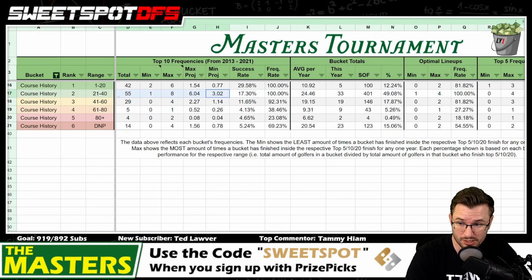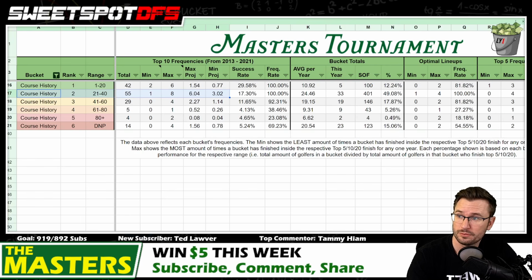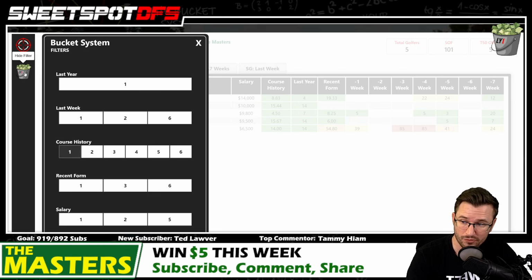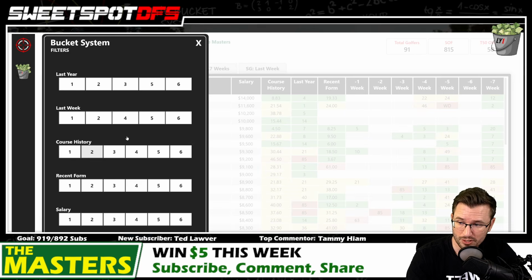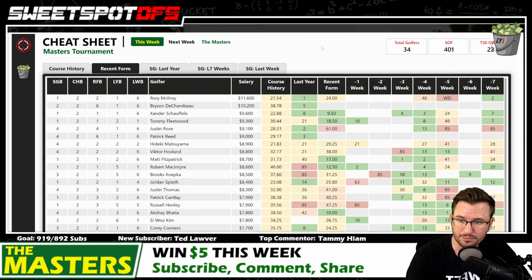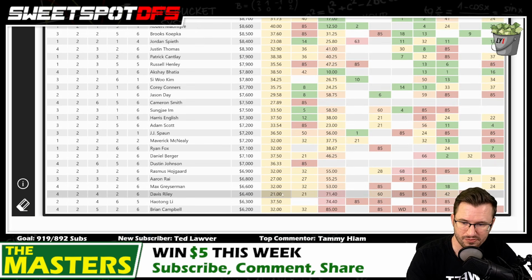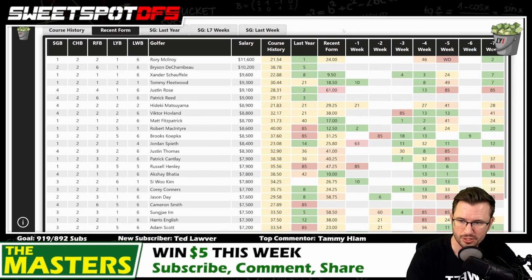Course history 2s. This is the big bucket, 3 to 6. I'm going to try to make an argument to make this a 2 to 6 bucket, maybe a 2 to 5 bucket, because this is so large. I've never seen this for this bucket at all. So going back to the cheat sheet at SweetSpotDFS.com. Again, this is free for you guys. Drill down into course history 2s. And you can see it's all of this yellow. It's 20 to 40th place finish. It's their average finishing position.